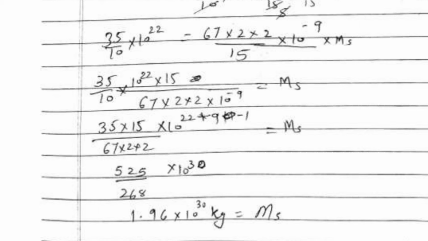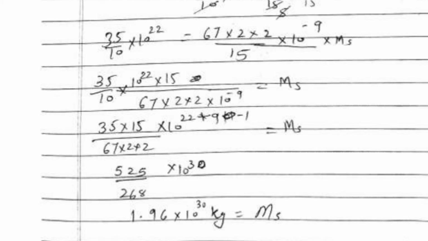Now coming to the numerator part, what is left? 35 into 15, and upon, this 10 has gone, 67 into 2 into 2. Correct? So now we did it, and here 22 plus 9 is 31 minus 1 is 30. And here, cancellation is not possible because 67 number is there. So let me multiply. 35 into 15 is 525 and 67 into 2 into 2 is 268.